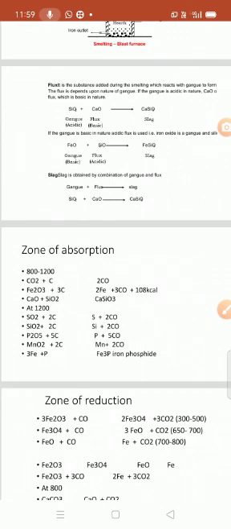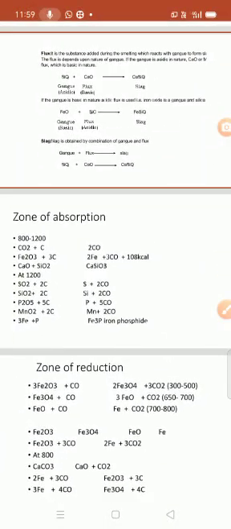FeO, which is basic, and SiO2, which is acidic in nature, form FeSiO3. So CaSiO3 and FeSiO3. Slag is obtained by the combination of gangue and flux. SiO2 and CaO react, then CaSiO3 formation takes place.